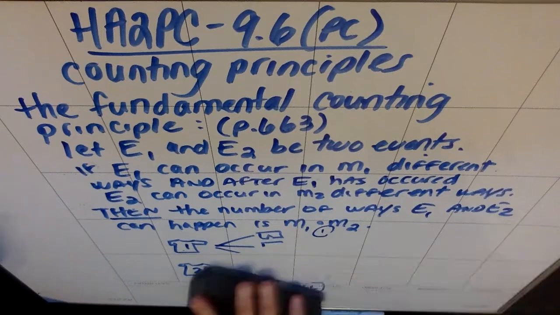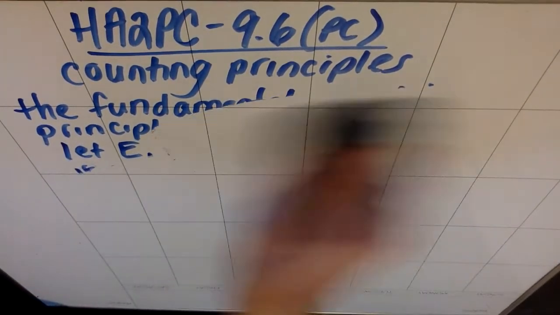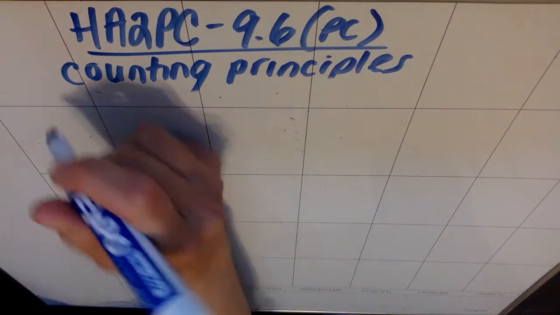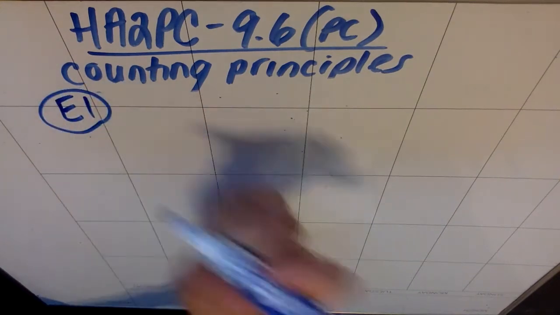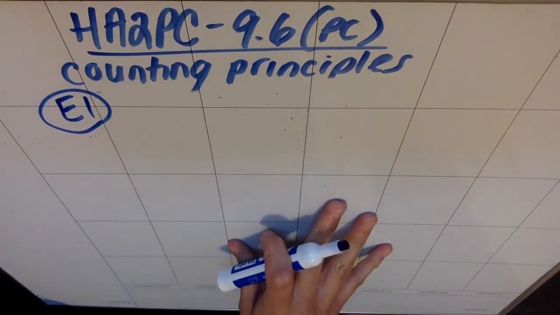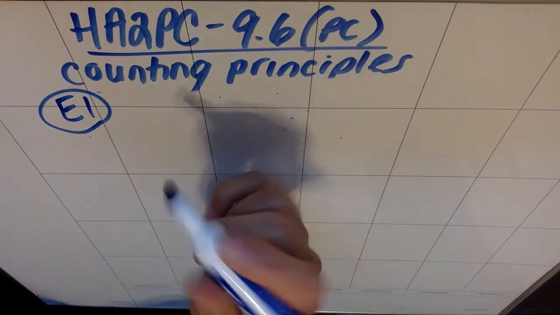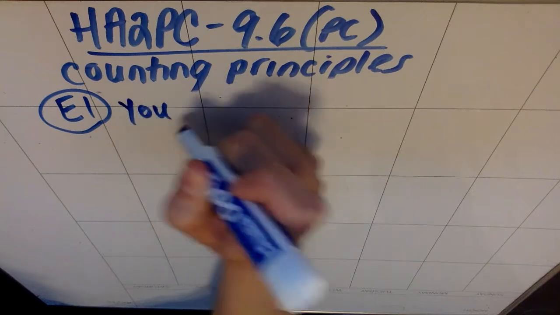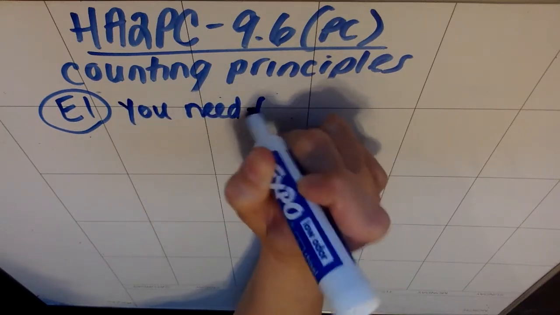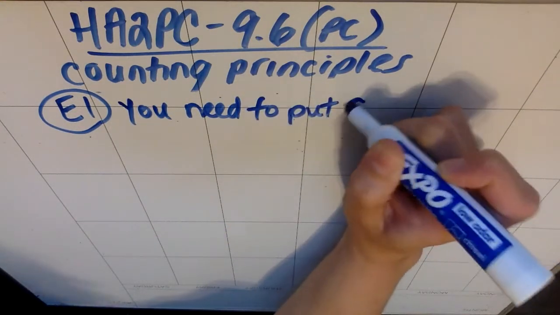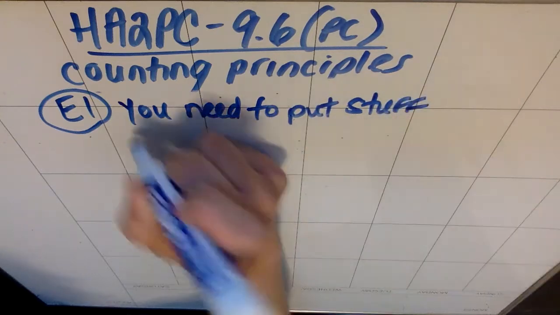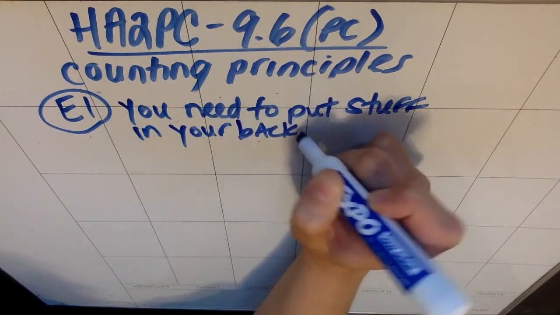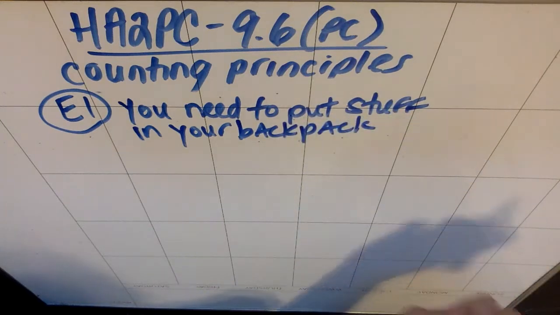So yes, that's the basics. Let's do an example with the fundamental counting principle. Okay, so example 1. You're going to fill your backpack. So you need to put stuff in your backpack. Maybe you're packing for a trip, who knows, but maybe you're not a really discerning packer. Totally fine.